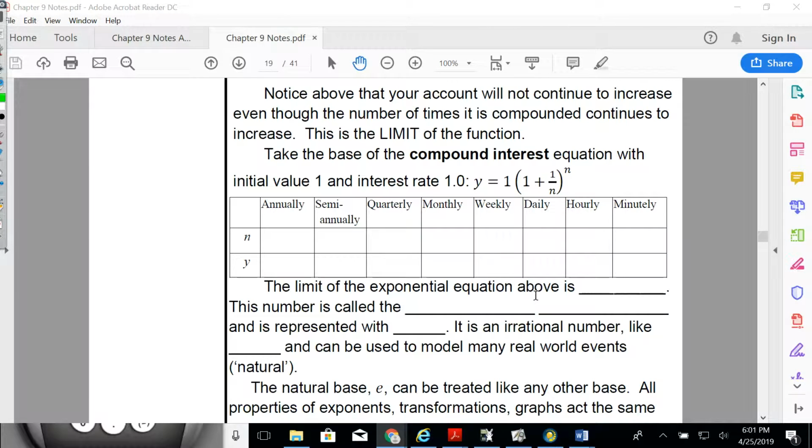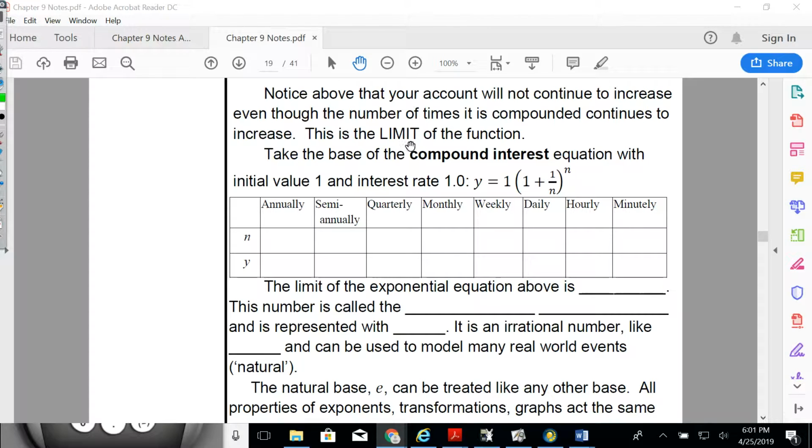Right, so as you can see on the previous example, as the numbers get bigger, the y value gets closer and closer to a certain value; it doesn't keep going up forever. So we could have done minutely, we could have done secondly, which we're going to do here, hourly and minutely, and we're going to see that it's actually not going to change very much. So notice above that your account will not continue to increase even though the number of times it is compounded continues to increase. This is the limit of the function.